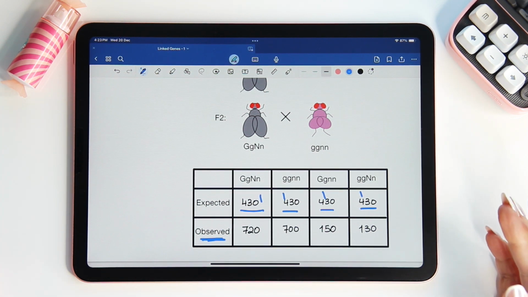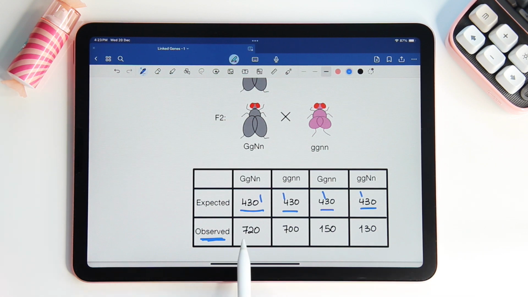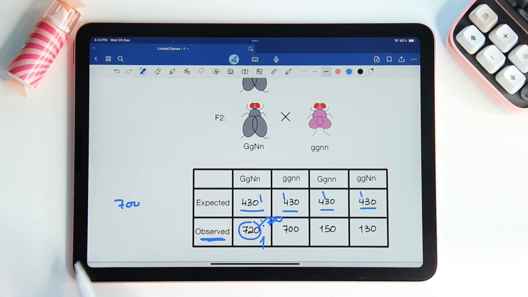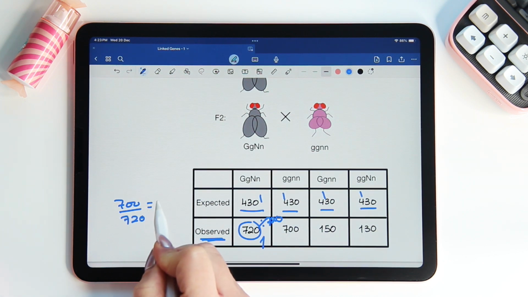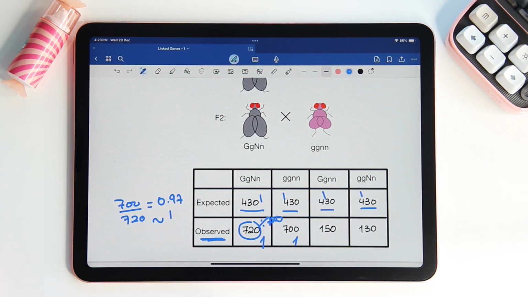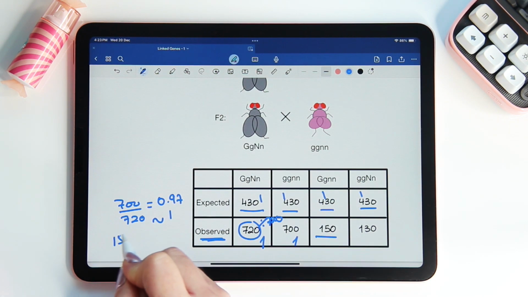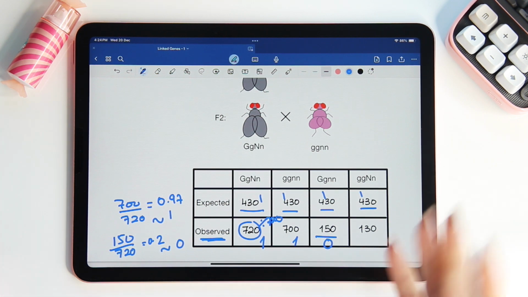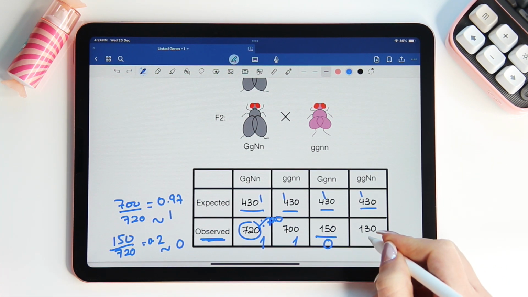How do we calculate ratio? Very simple. Just divide all the numbers by the largest number. For example, 720 is clearly the largest number, right? So 720 divided by 720, that's 1. 700 divided by 720, you'll get 0.97, which is approximately 1. So that's another ratio of 1. 150 divided by 720 is 0.2. And finally, 130 divided by 720 also gives us 0.18, which is roughly 0.